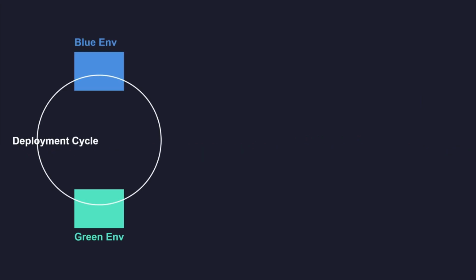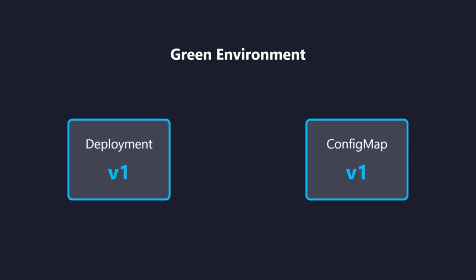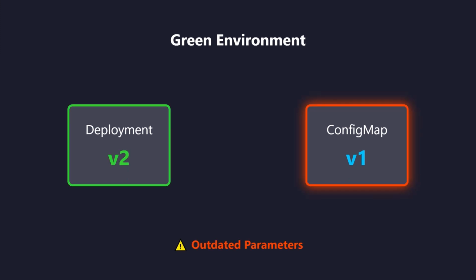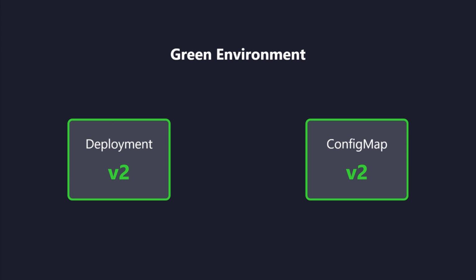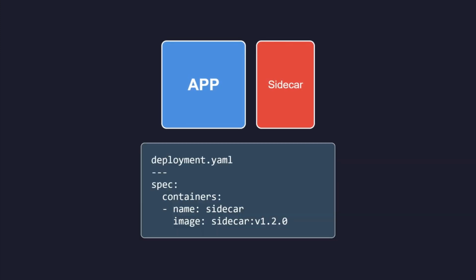Ensure both versions have access to the necessary secrets. Decouple secret rotation from the blue-green deployment cycle for safety. Version your config maps alongside your deployments. This prevents the green environment from accidentally using outdated configuration parameters.